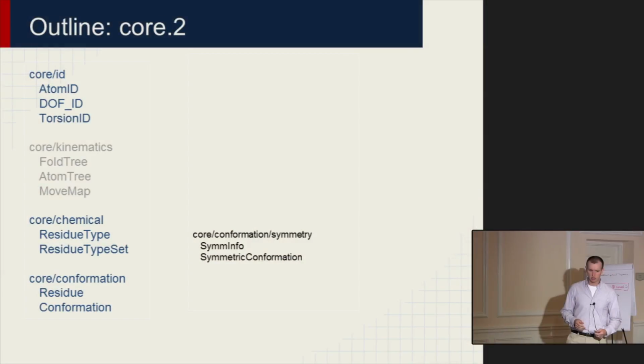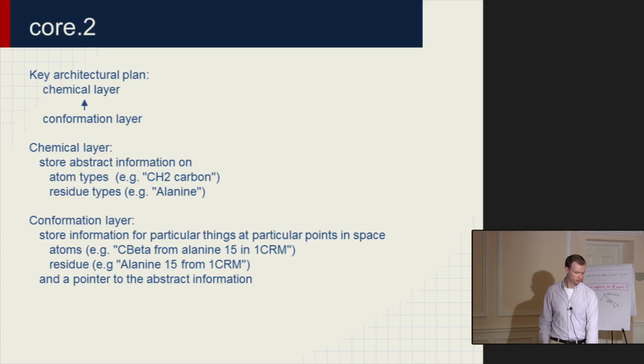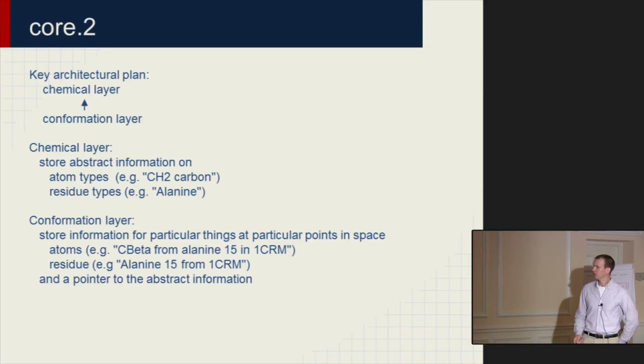Okay, so core.2. I'm going to tell you a little bit about ResidueType and Residue, and then also class Conformation, and then connect that with the symmetry code. One of the key parts of the restructuring that we had when writing Rosetta 3 was that we'd have separate layers between the chemical layer and the conformation layer. And then conformation would sort of look upwards towards data that was stored in the chemical layer.